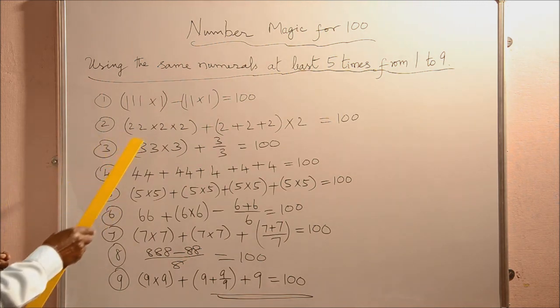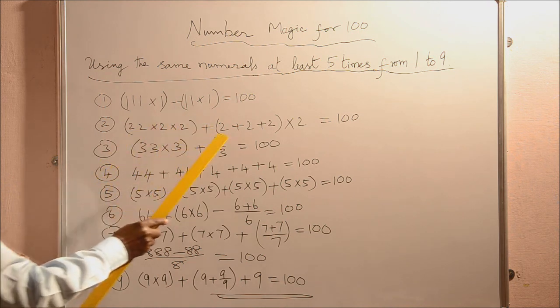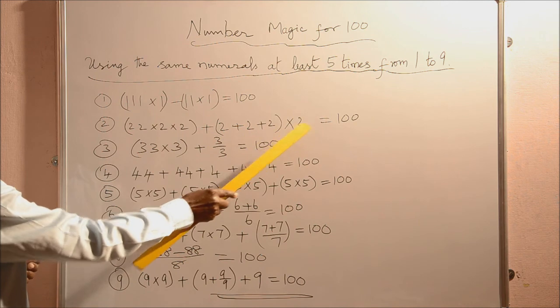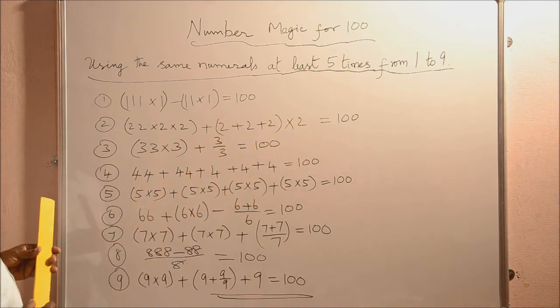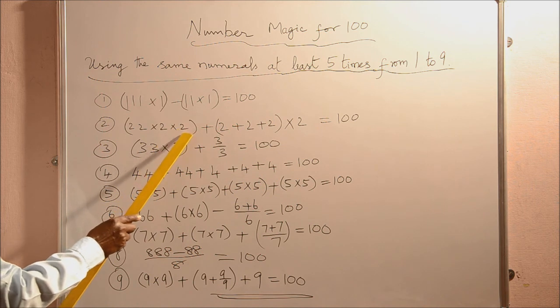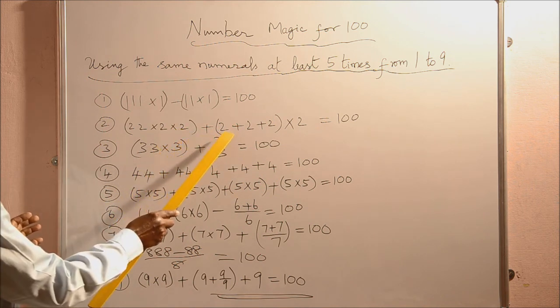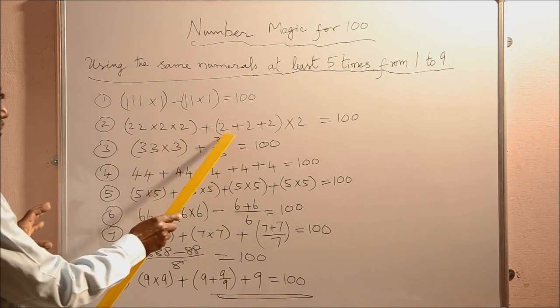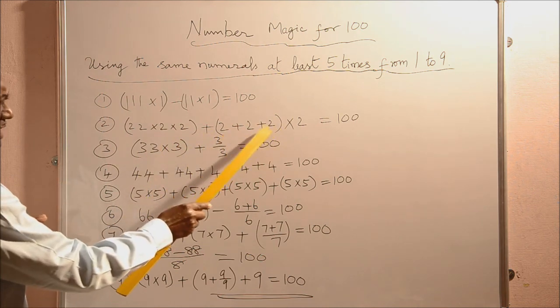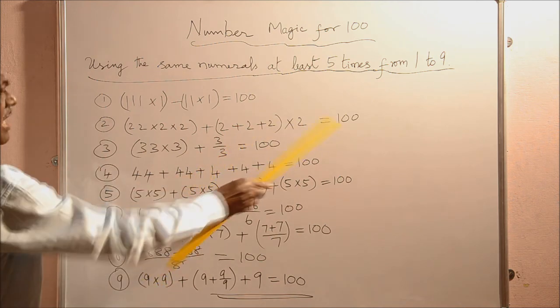Now come to 2. Second example: 22 into 2 into 2 plus 2 plus 2 plus 2 into 2. That makes up 100. How? 22 into 2, 44. 44 into 2, 88. 88 is there. 2 plus 2 plus 2, that is 6. 6 into 2, 12. So 88 plus 12 gives you 100.